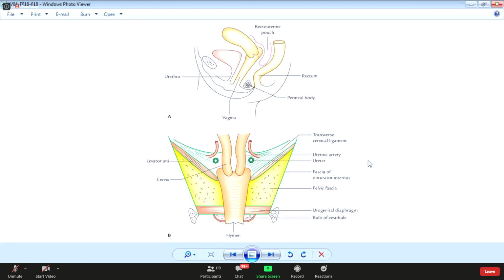If it is smaller than 8 centimeters, it is not possible for the baby to be born normally, vaginally.